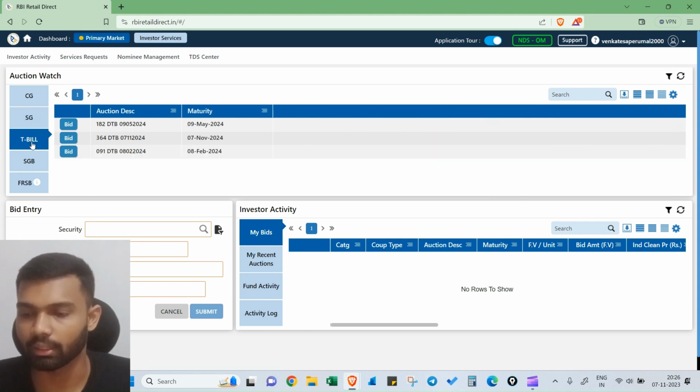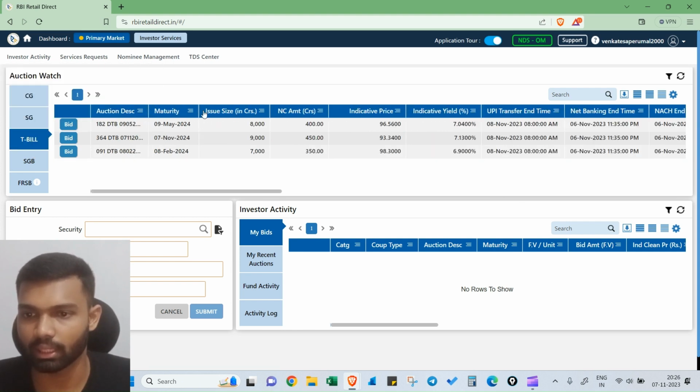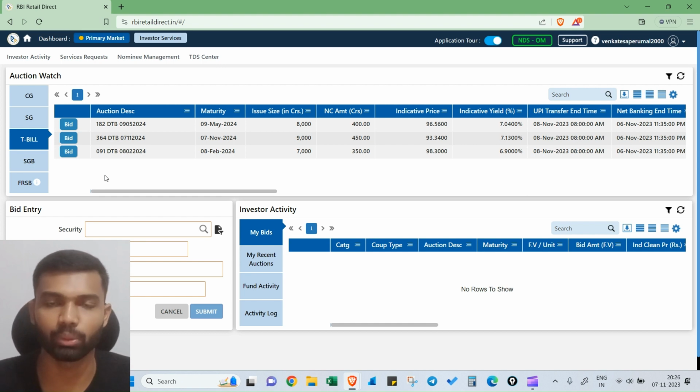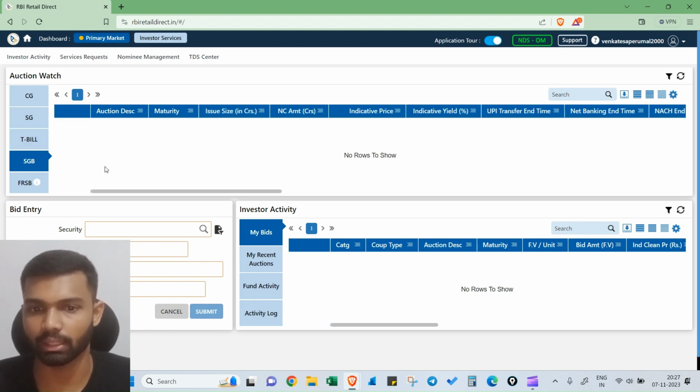Now we can see the third category, that is T-bill. I will put out a separate video about how to invest in T-bills and how T-bills work. For now, just learn that this is a type of investment we can make. T-bills basically mature in 91 days, 182 days, or 364 days. Within this period the bond will mature. They are also called short term money market bonds. And SGB, currently there are no issues, but it is there.